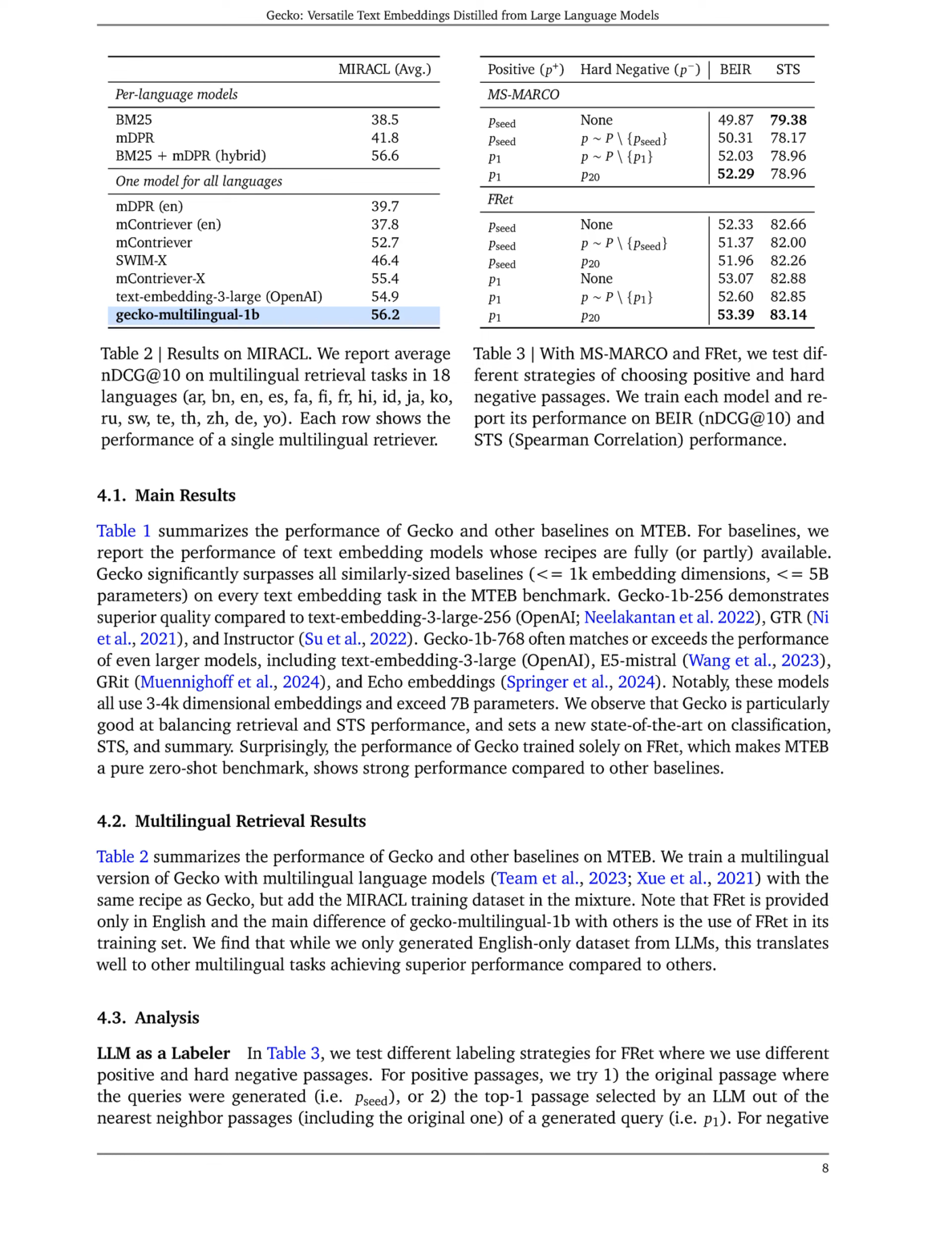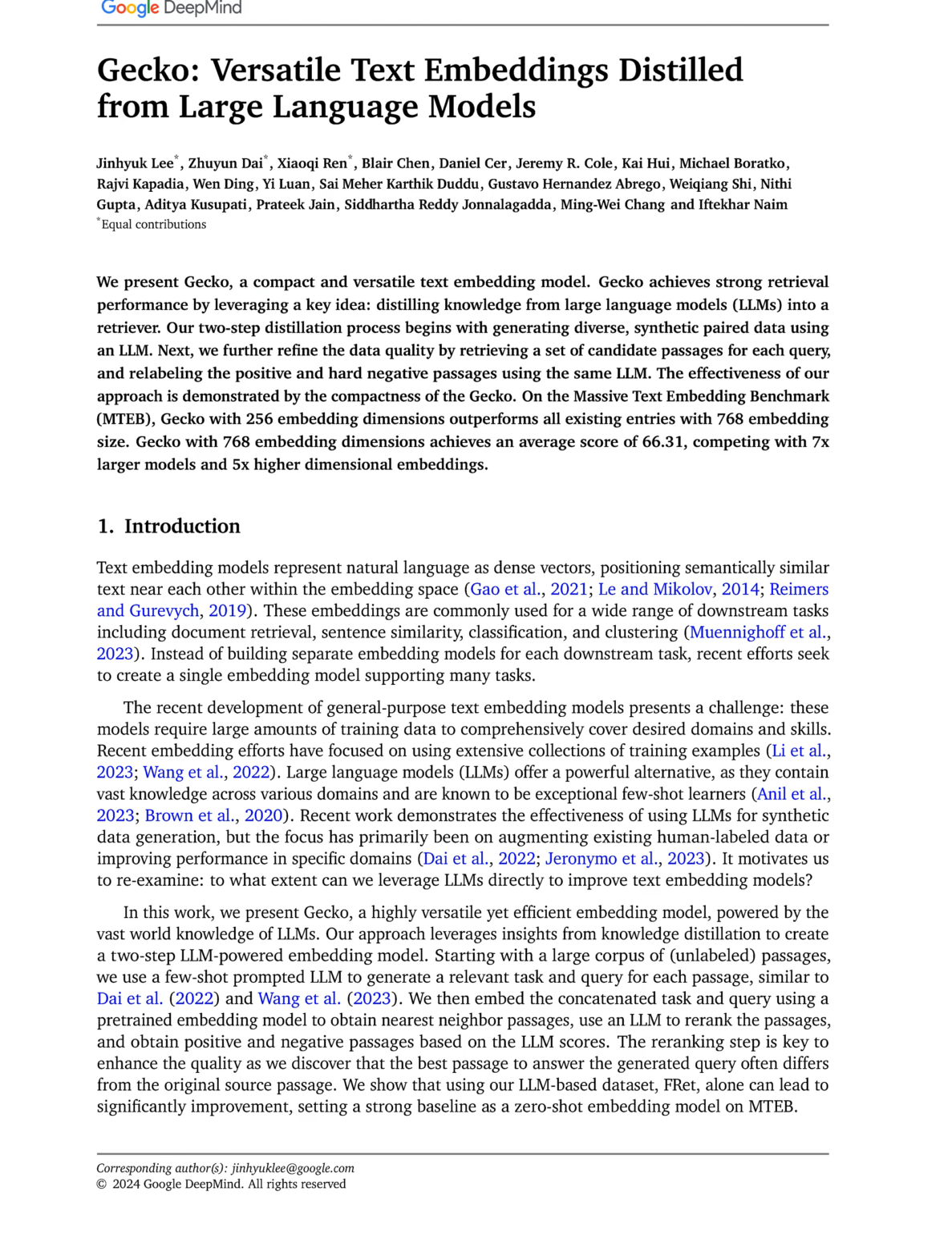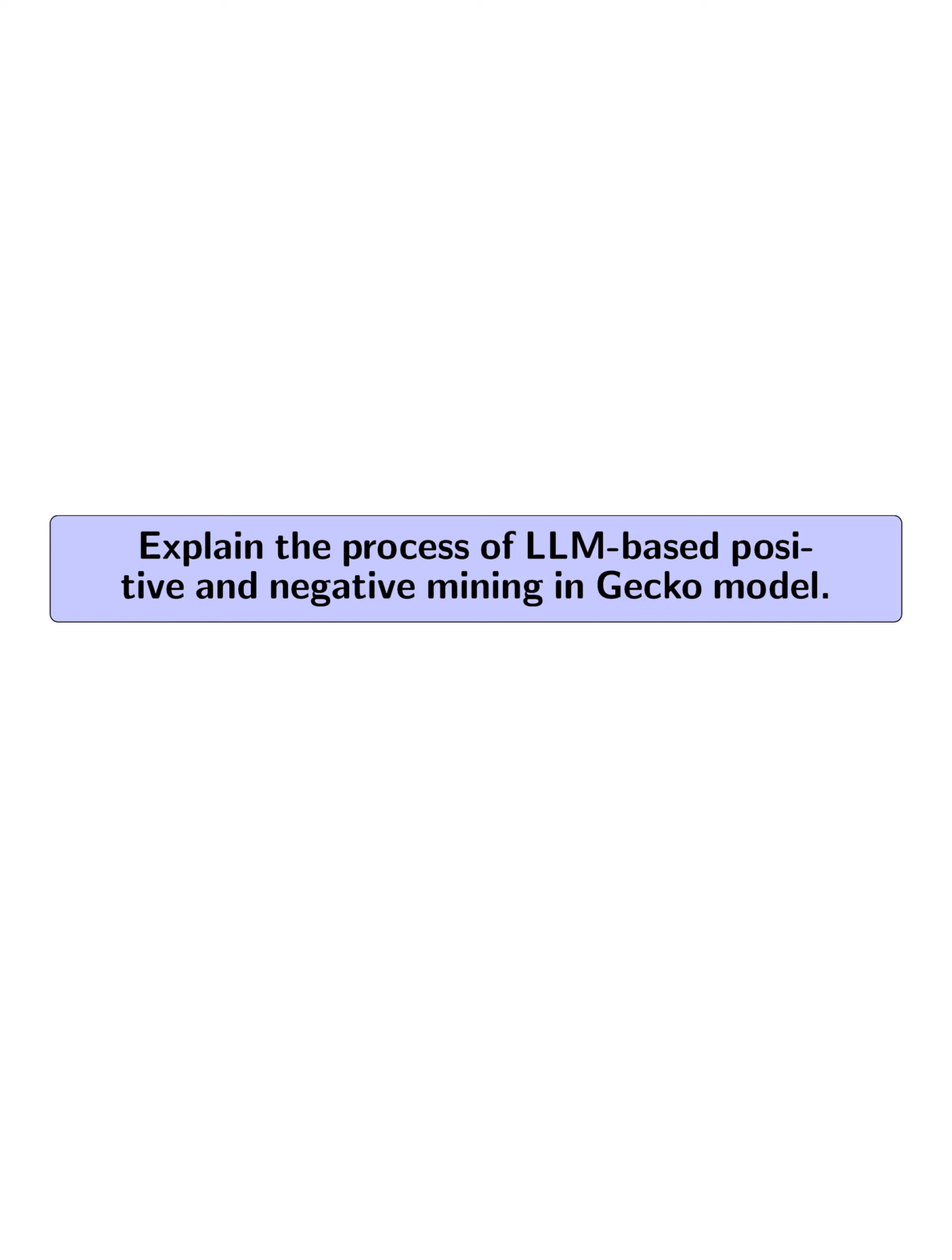Gecko shows strong performance compared to other baselines. This demonstrates the effectiveness and efficiency of Gecko in text embedding tasks, showcasing its superiority in balancing retrieval and semantic textual similarity (STS) performance, and setting a new state-of-the-art on classification, STS, and summarization tasks. Gecko's performance highlights its versatility and effectiveness in handling diverse tasks and domains, making it a highly competitive model on the MTEB benchmark.